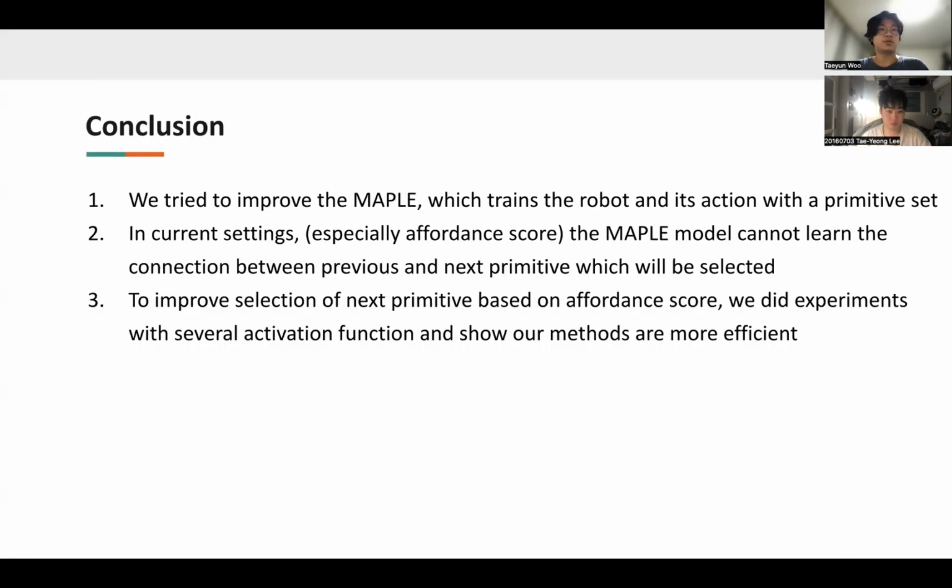In conclusion, we tried to improve the mapper, which trains the robot on each action with a primitive set. In the current setting, the mapper model cannot learn the connection between the previous and next primitive to be selected. To improve selection of the next primitive based on the affordance score, we did experiments with several activation functions and showed our method is more efficient.